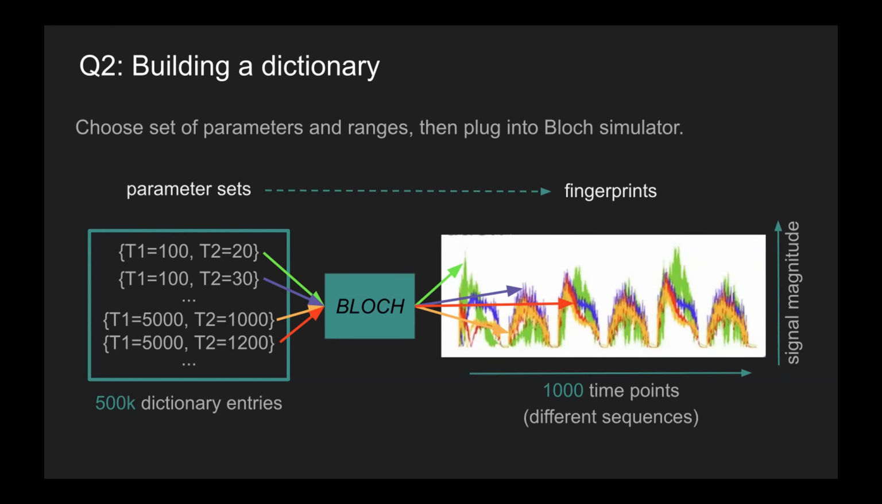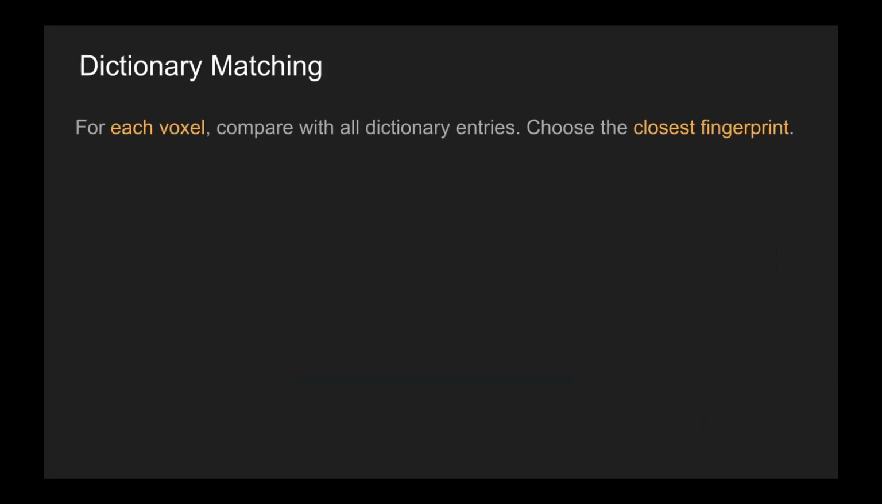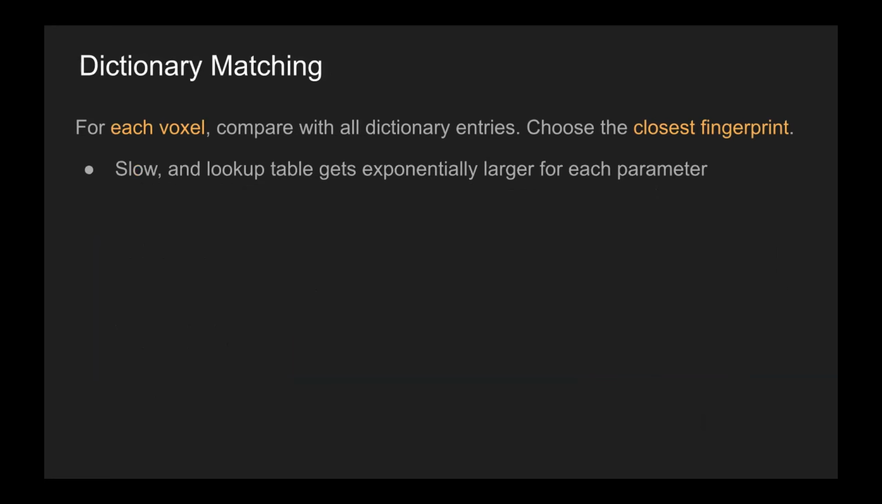So we have the dictionary, now we try to match to it. In the original paper, they use a really straightforward approach. For each of the voxels in your image, you do a comparison with every single dictionary entry, and you compute the inner product, and you choose the one that was the closest. This is not a particularly efficient way to do it, and you can only have discrete values to match to in the dictionary. So research has gone into better ways to perform this matching.